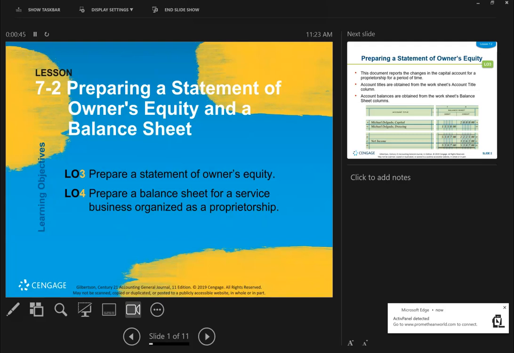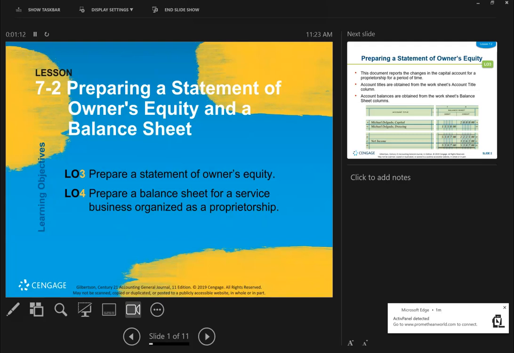Today we're going to talk about the statement of owner's equity. What does equity mean again? Their share of the company. It's like the value of the company, basically, right? The equity is all the stuff in the company that has value, basically the assets, right?